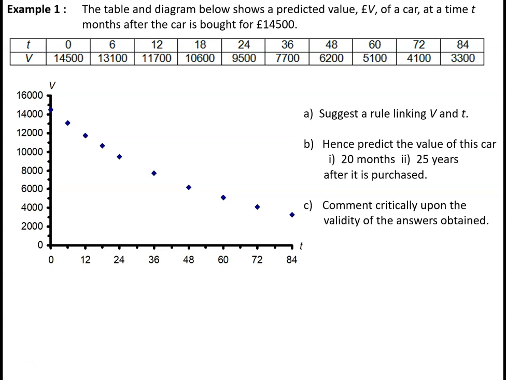We'll finish this video by having a look at this example. The table and diagram show the predicted value, v pounds, of a car at a time t months after the car is bought for £14,500. Looking at the scatter diagram in particular, we can see that we've got the sort of shape that we've been looking at in the previous slides, which suggests we might have an exponential decay graph relating the value of v to the value of t.